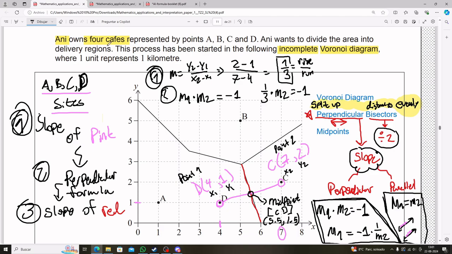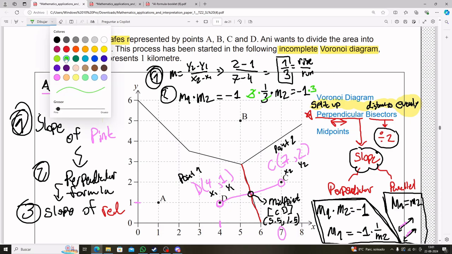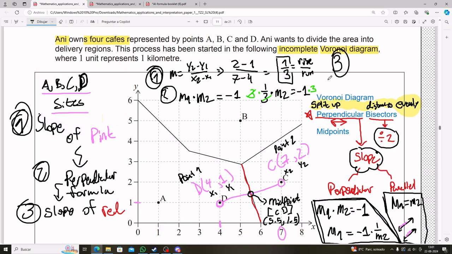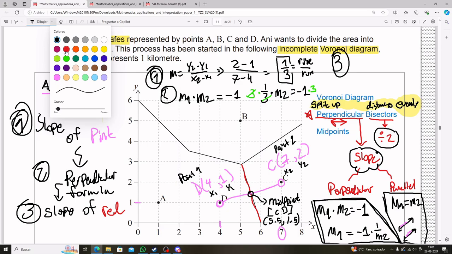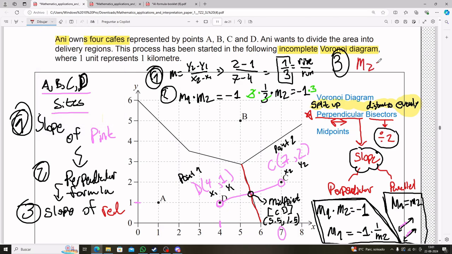So to get m2 alone, clearly all I have to do is just times 3, right? Times 3 to both sides, so this goes away with this. I end up with m2, which is my line in red, right? And now it's step 3, giving me the slope of red. I end up with m2 equals -3.